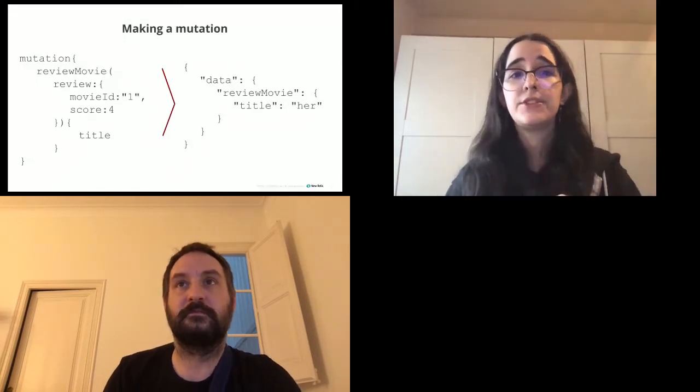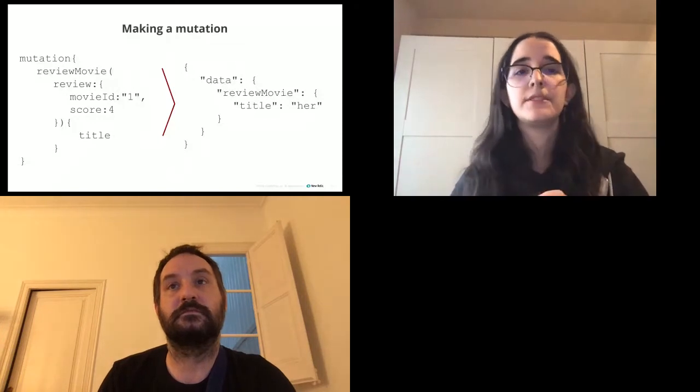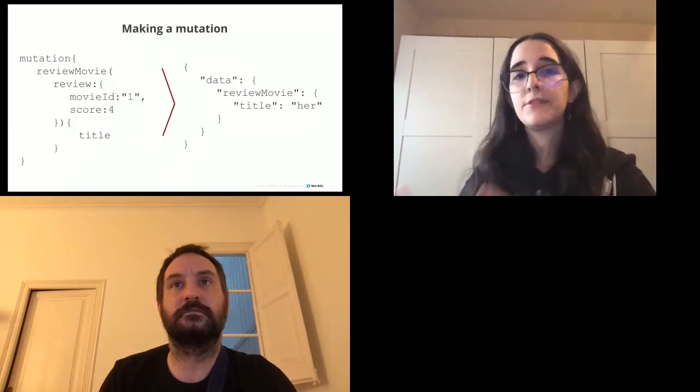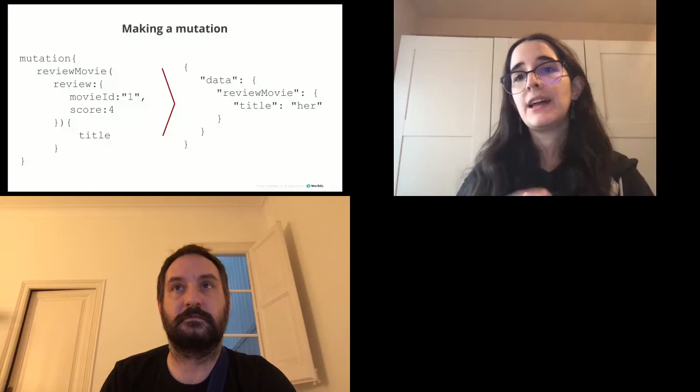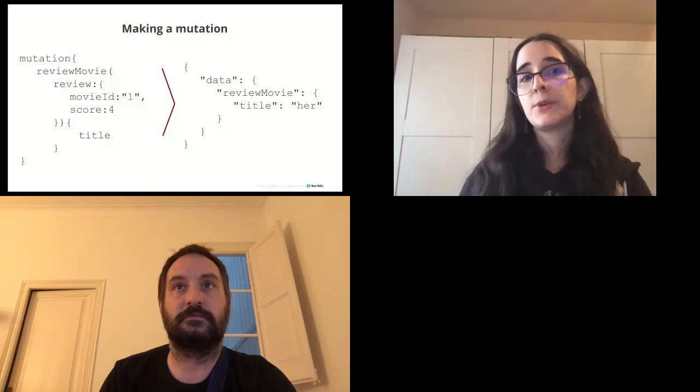And this is how a mutation would look. It's pretty simple, as you'd expect. We send the necessary information to submit the new review, and we request the title of the movie we reviewed for the response.